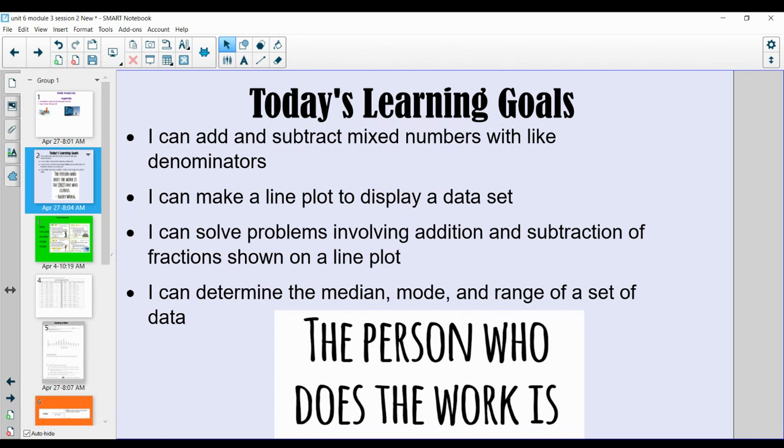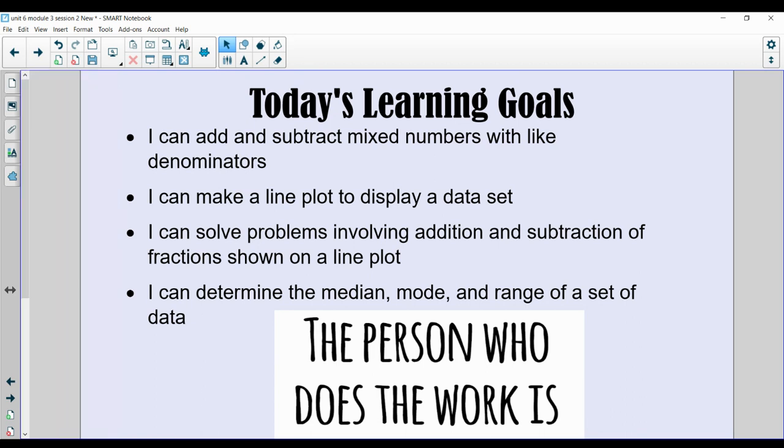We'll be doing that when we work with our number plots, the line plots that we have. The line plots that we have today are going to be with fractions, and so we're going to use like denominators and be able to add and subtract using our line plot. I want you to be able to make a line plot, so you should be able to set up your information, put out your x's there so you can see how much you have of each.